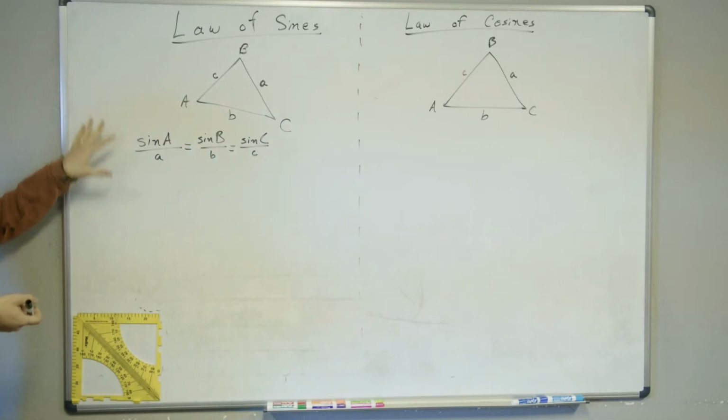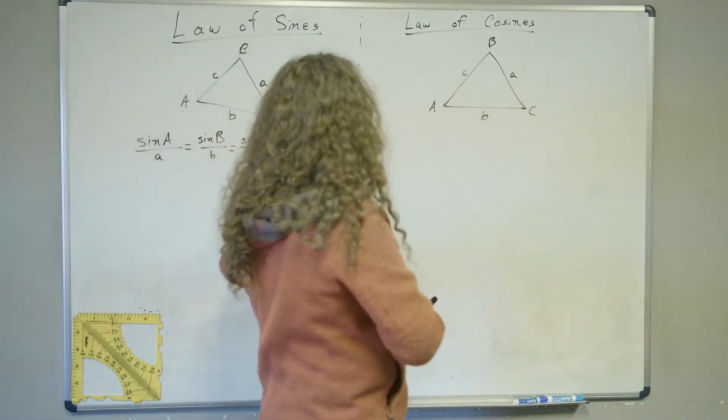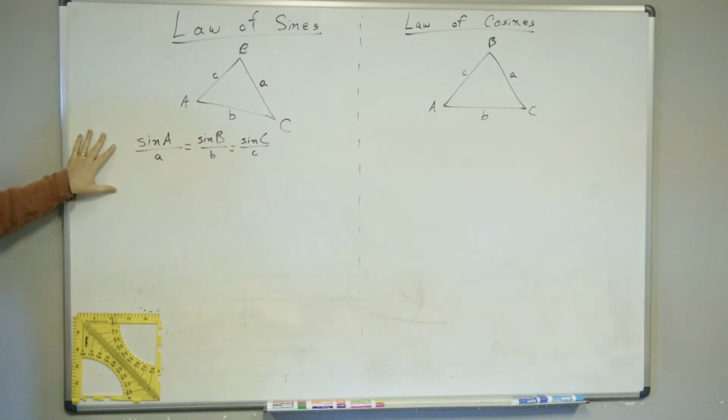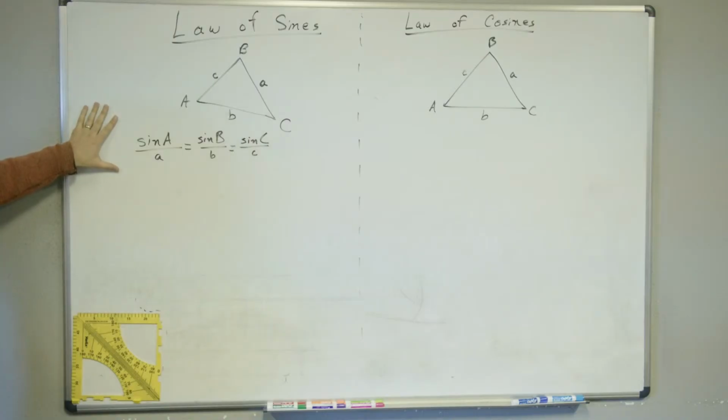Now, you use law of sines. Law of sines is the simpler of the two relationships, the simpler of the two formulas. You're just going to set up a proportion and roll with it. That's how you're going to use law of sines. We've been doing proportions for a long, long time. So you want to use law of sines if you have an option.